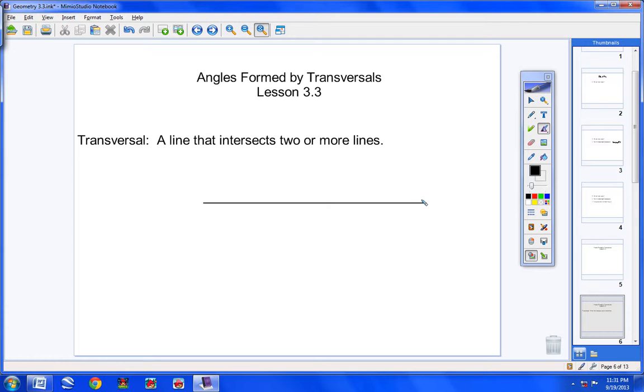If I have a line like this, and another line like this. I don't want it to be parallel actually. There's 2 lines, right? If I have a line that I draw that intersects those 2 lines, then this line right here that I'm scribbling on right now in red, this line is a transversal.